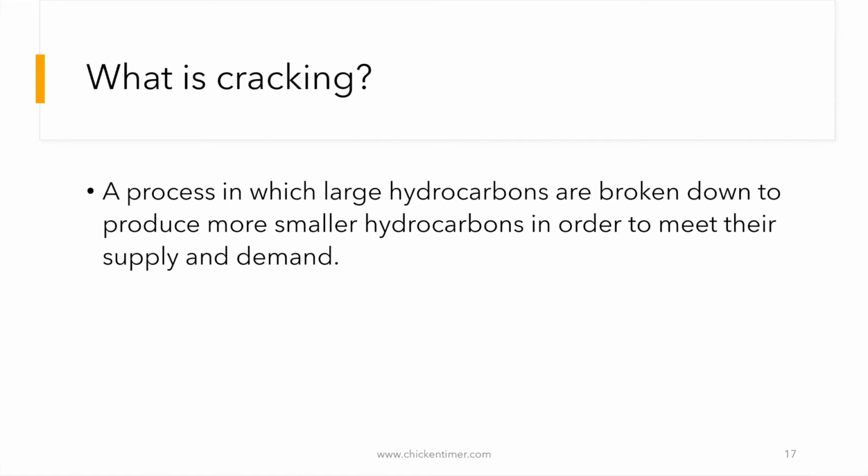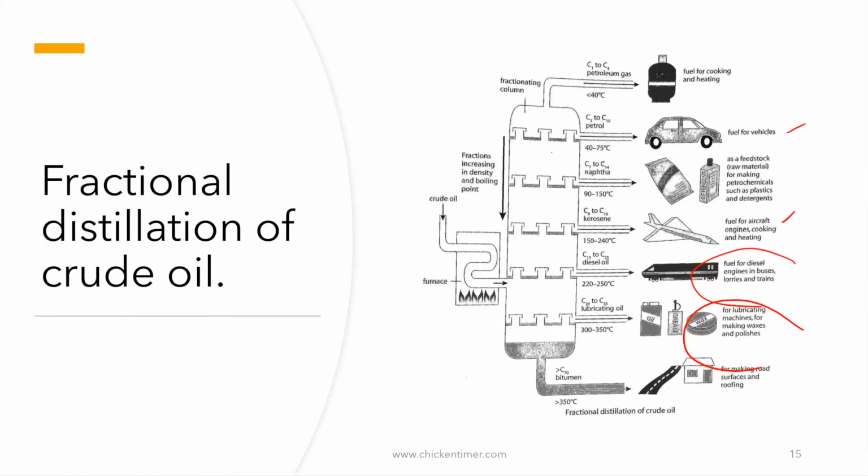We will go back to our image just now. Okay, in your opinion, which fractions do you think has a higher demand? So kerosene, what else? Bitumen is not very much in demand. What is in high demand are all the smaller ones. So the smaller fractions like petroleum gas, then petrol, and probably naphtha have higher demand.